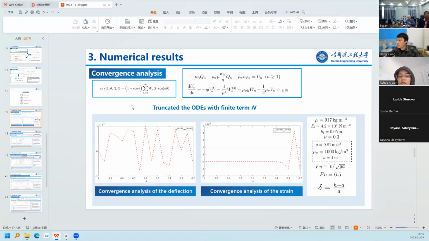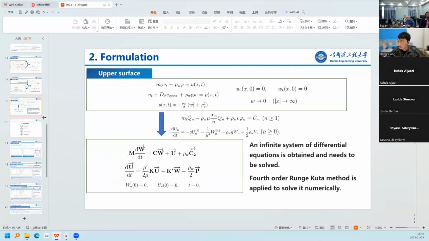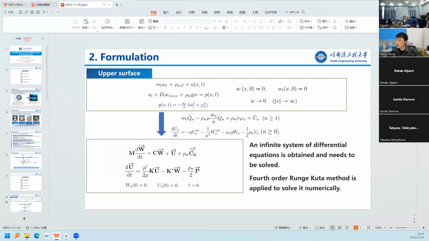Okay, thank you. There is a question from Mike Milan. Can this approach be extended to a three-dimensional problem? No, at present we consider the two-dimensional case.